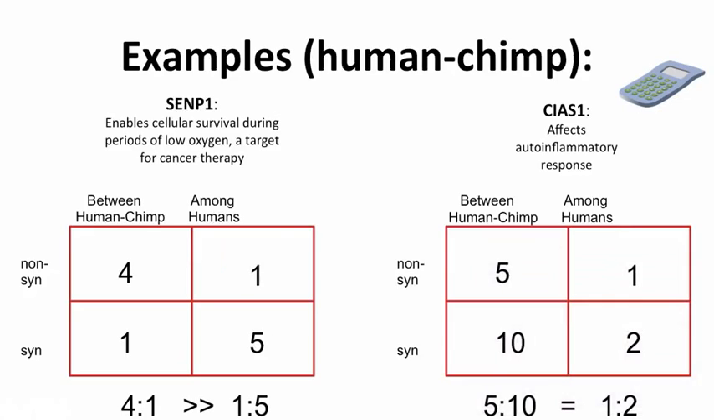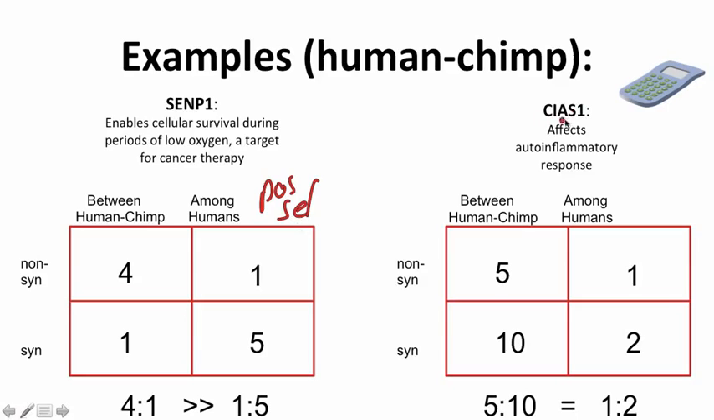Okay, so let's look at a couple of examples. Here's some actual data from a few genes. Here's SEMP1, that enables cellular survival under low oxygen. This is a case where we see a large difference in terms of non-synonymous over synonymous between species relative to within species. This would be a good candidate for positive selection. There's been some sort of adaptive difference between humans and chimps.